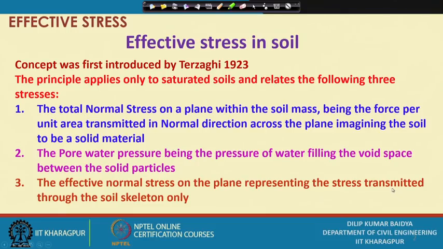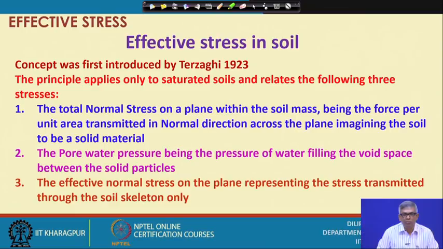So, first, this is the effective stress concept, given by Terzaghi in 1923. This effective stress concept applies only to saturated soil and relates three important components. One is the total normal stress on a plane within the soil mass, being the force per unit area transmitted in the normal direction across the plane, imagining the soil to be a solid material.